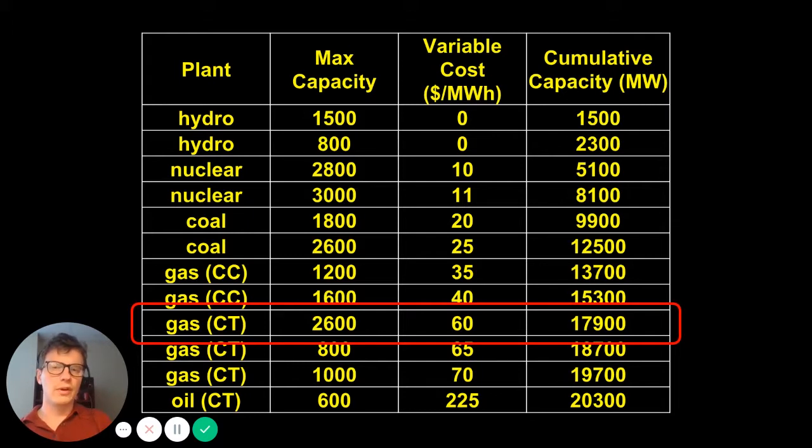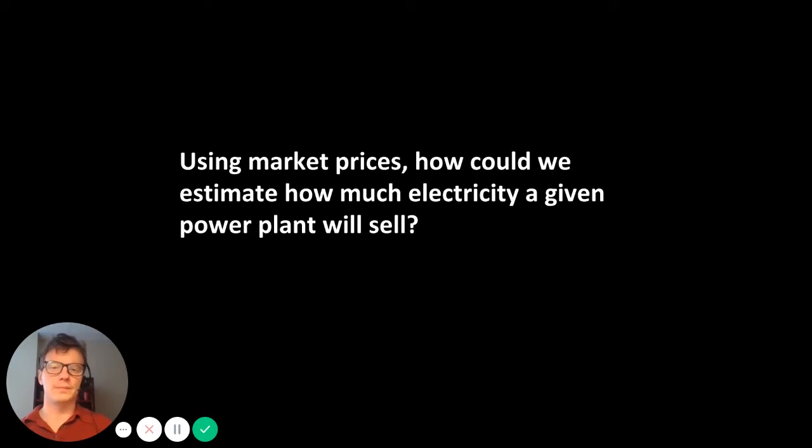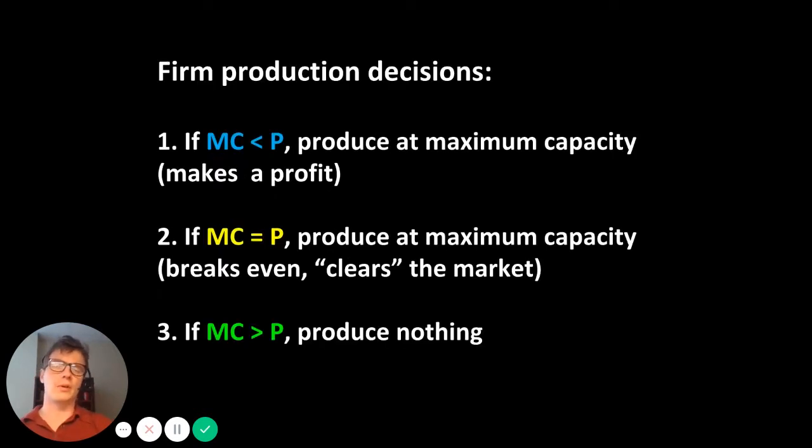But as a result, the variable cost associated with this most expensive plant, which is $60 per megawatt hour, then becomes the market price. So using market prices, how could we estimate how much electricity a given plant will sell? So this again goes back to some of the microeconomic theory that we talked about when we talked about optimal firm decision making. And remember, the rule of thumb has to do with the relationship between the marginal cost of producing electricity for a power plant and the price.